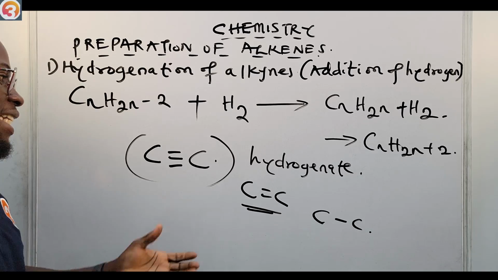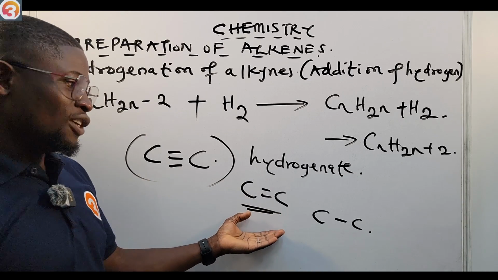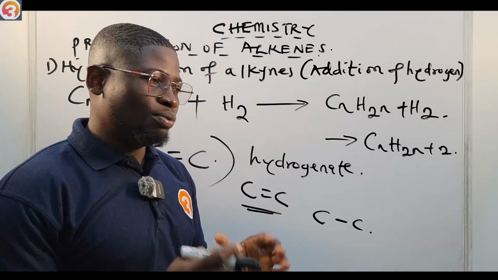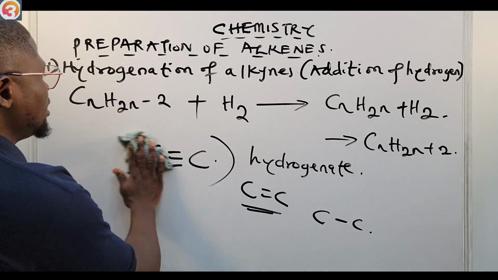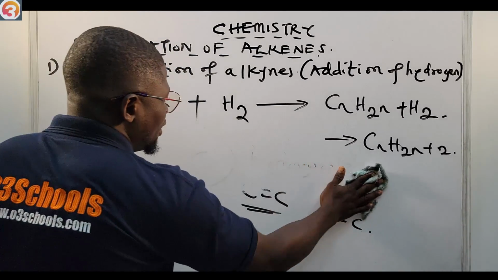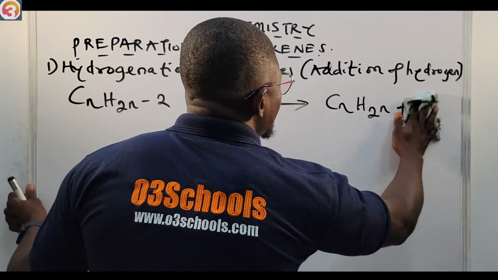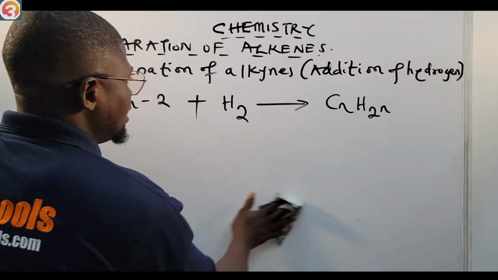So once we hydrogenate alkynes, we have alkenes. Once you hydrogenate alkenes, we have alkanes, okay? Please put that at the back of your mind. All right, so this is the general formula for the reaction of hydrogenation of alkynes. Let us see an example.